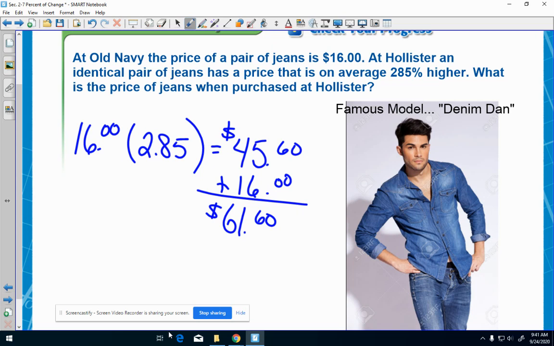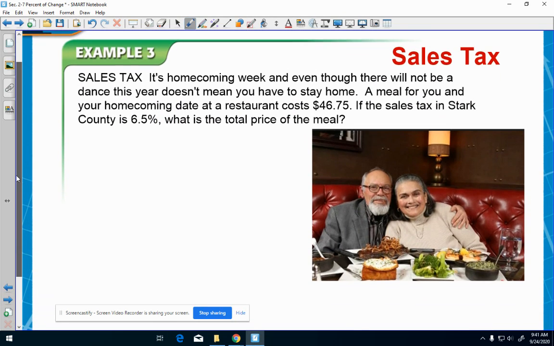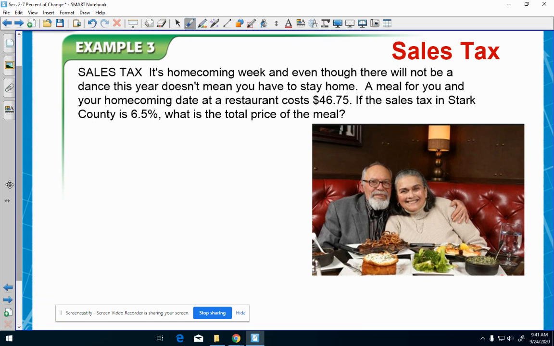Last one because we're running out of time. Okay. So here's the last one. It's homecoming week, but there's no dance this year. All right. But I guess you could still go out to dinner. I don't know if you're allowed. So a meal for you and your date. There's Eli in the future on his date. Okay, we just put a goatee on him. They could be like twins. All right. So you and your date's going to cost you $46.75.